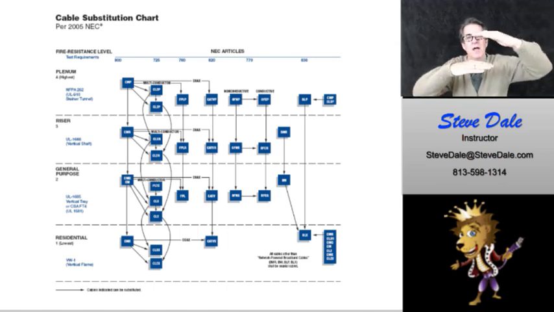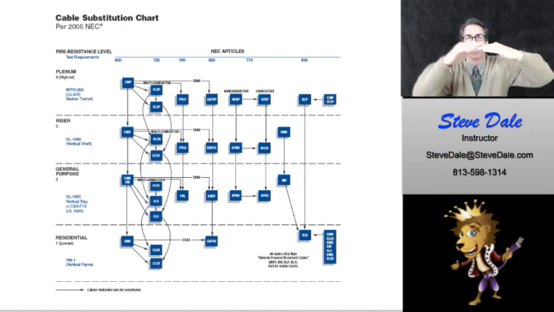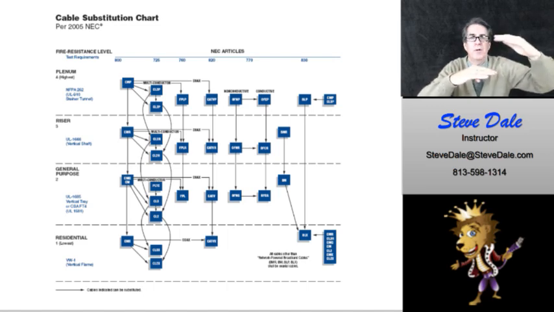but you can't replace what's above with what's below, because if the code requires you to put in a higher rated fire retardancy cable like plenum, you can't just put a lower cable in that's below it. Okay, and there's nothing above plenum. But if the code requires you to put a riser cable in, well, if you want to put a plenum cable and spend the money, you can do that. You can put a plenum cable in there, no problem.